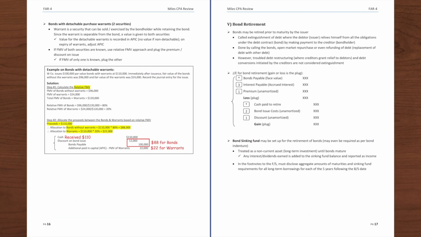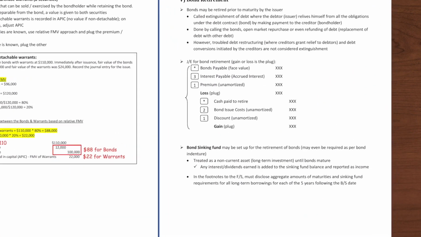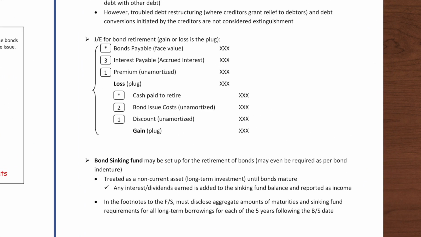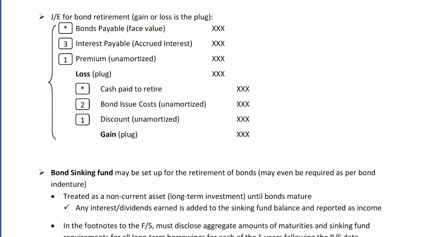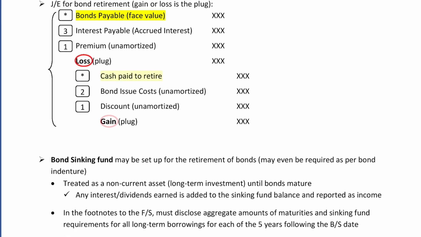On page 17, let's look at bond retirement. Reviewing the journal entry here, highlight bonds payable debit because the bonds are now no longer outstanding. The credit is to cash because cash is going out. And there could be a plug to a loss or a gain. So circle loss, circle gain.